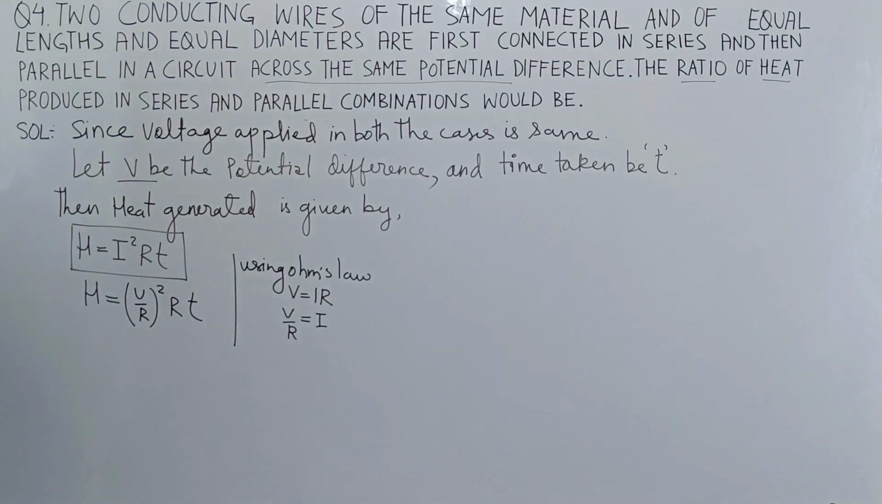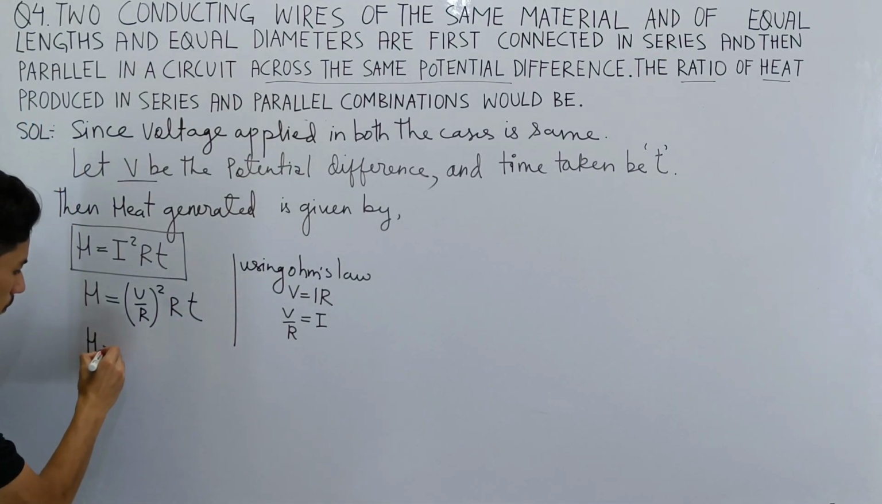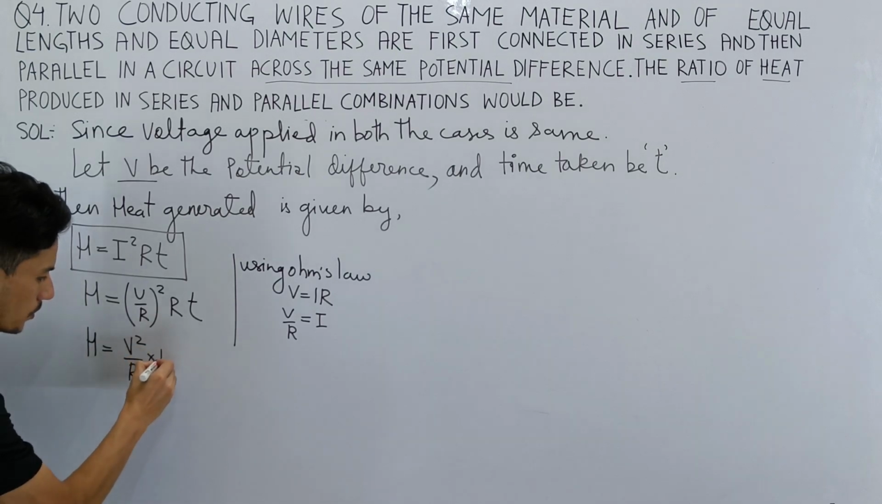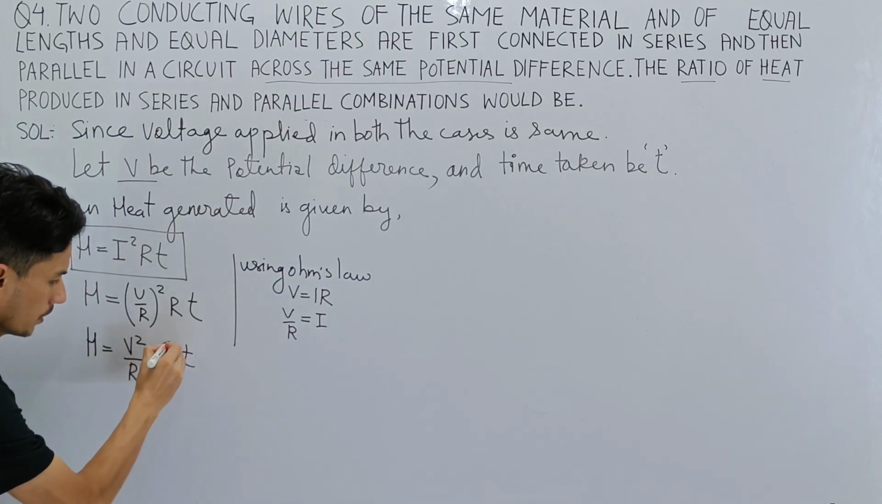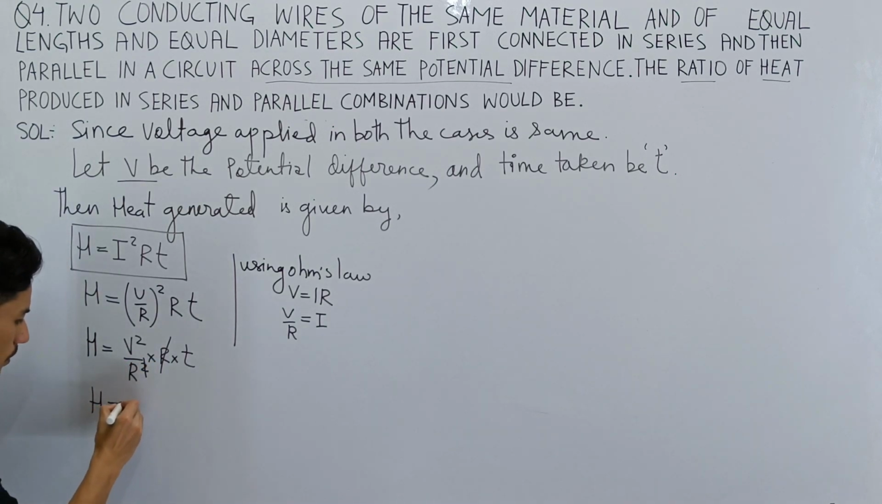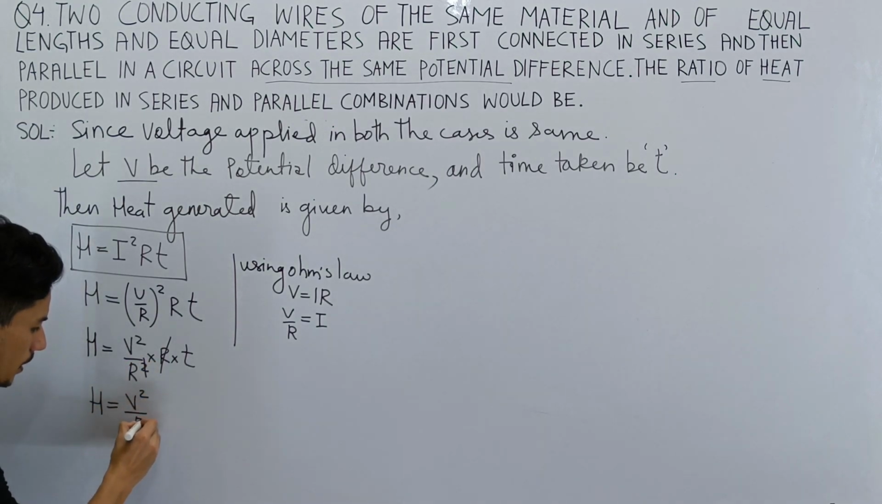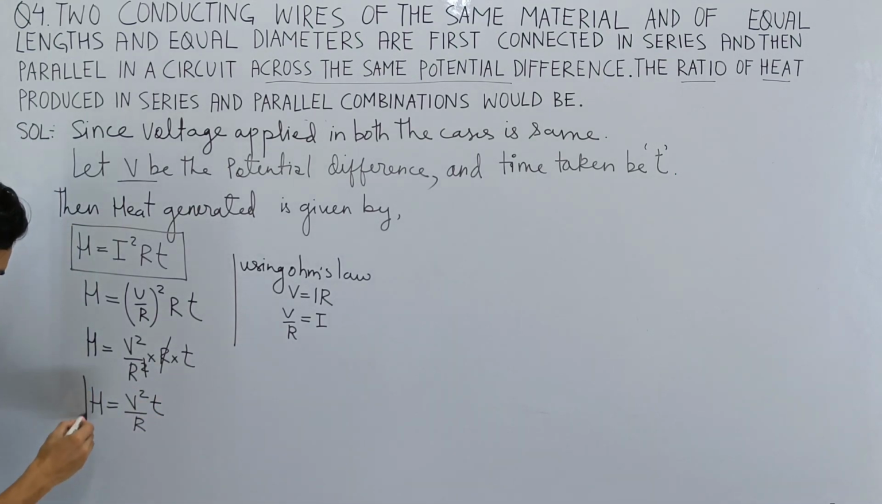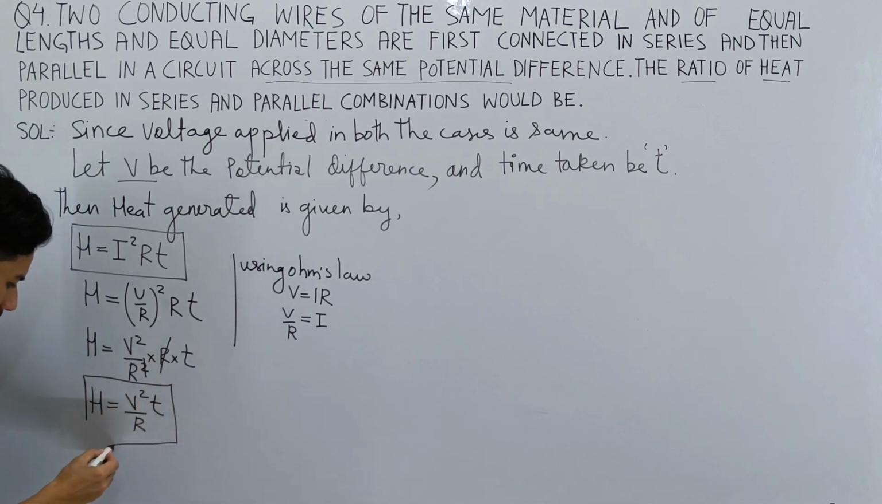Alright. So this is H is equal to, this is V square and this is R square into R into T. This R and this power will get cancelled. So H is equal to V square by R into T, or just write V square T by R. So this is H, this is heat. This is the heat that we got.